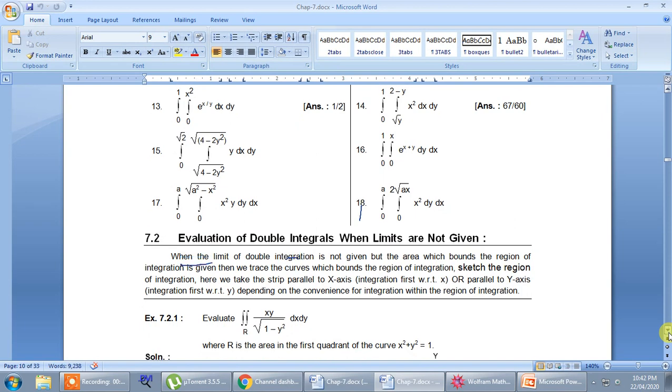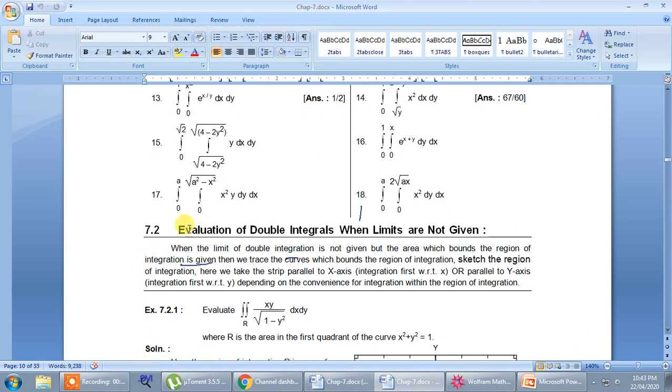Now after this we are going to see the evaluation of double integrals when limits are not given.